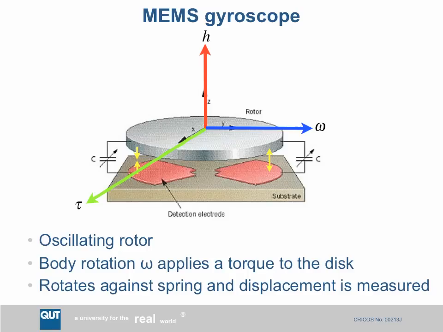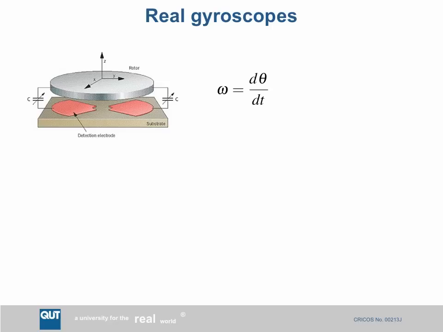So a gyroscope then outputs a signal related to omega, and omega is the derivative of angle. So it's the time derivative of angle. So what we want for our balancing Segway type robot is we want to know the actual angle of the Segway, right? Now we can get that by integrating the angular velocity omega.